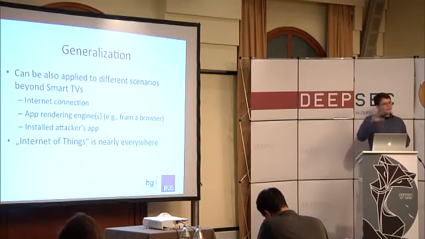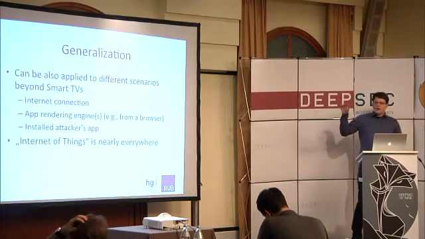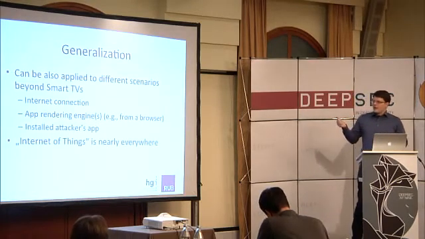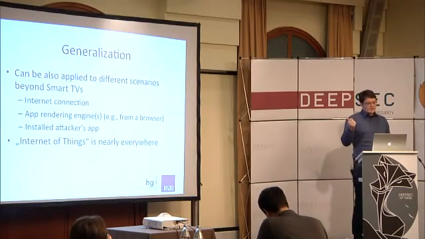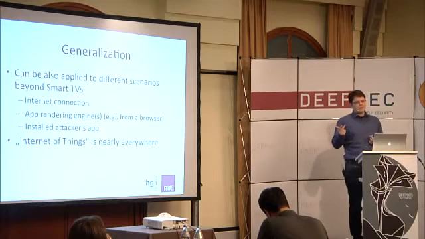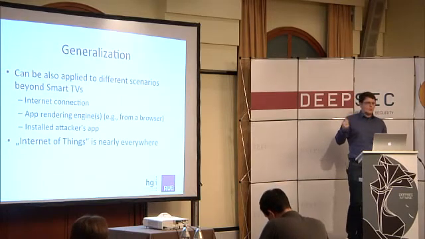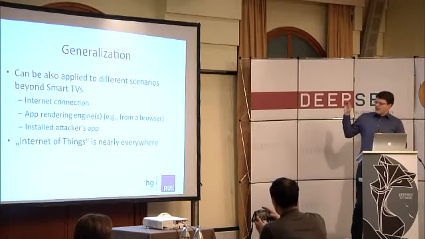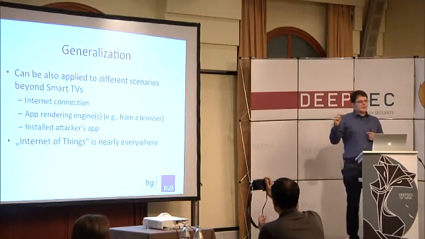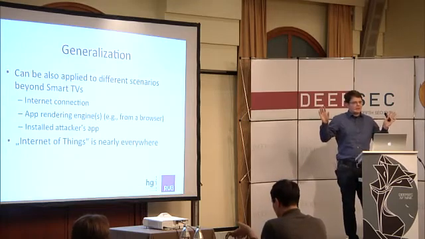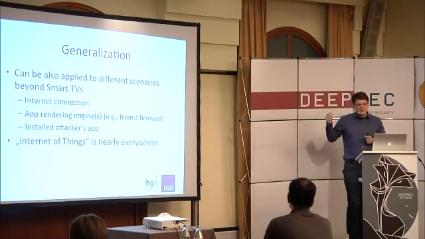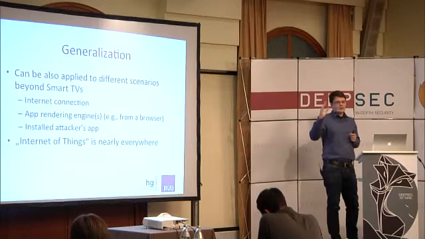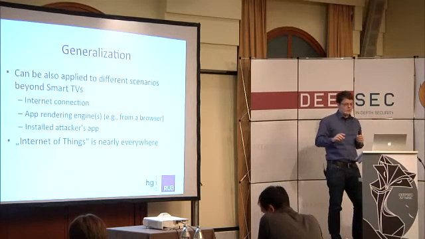If we look at devices for the generalization, where we can transfer the attacks which I will present in the next slides, there are a few requirements. First of all, an internet connection, and then an app rendering engine, in our case an app rendering engine from a web browser, because this makes sense from the browser security perspective. And last but not least, an attacker's app which is installed on the device in some way. For example, later on we can plug a USB device into the TV, or we upload a malicious app into the App Store and the victim downloads this app. So there are several ways to do it.